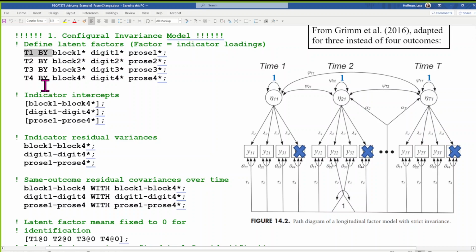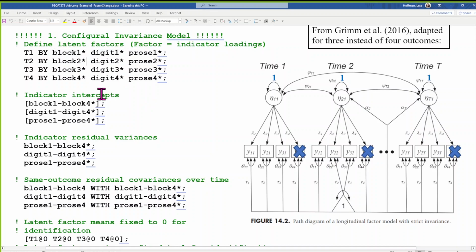That's how you tell it, make these indicators load on these factors. I've named my factors T1, T2, T3, and T4: the first occasion, second occasion, third occasion, fourth occasion. You can name them anything you want so long as it's 8 characters or fewer. I have time 1 with the 1 at the end of the name here, time 2, time 3, time 4. So I would also encourage you to keep your naming system such that you can easily hit find and replace and see what, like if it's item 1 versus time 1, like have a consistent way of writing that.